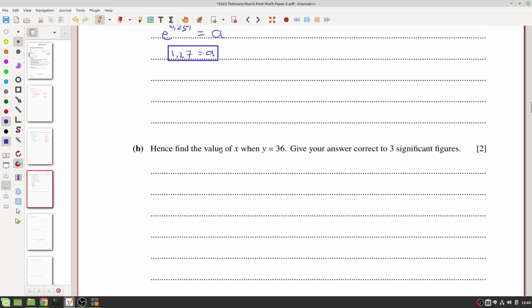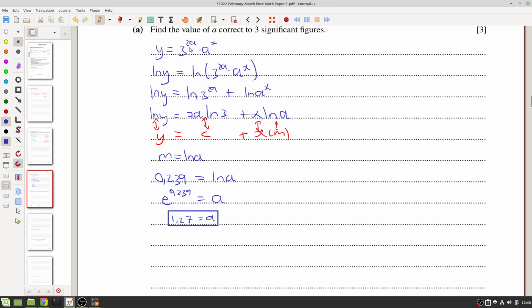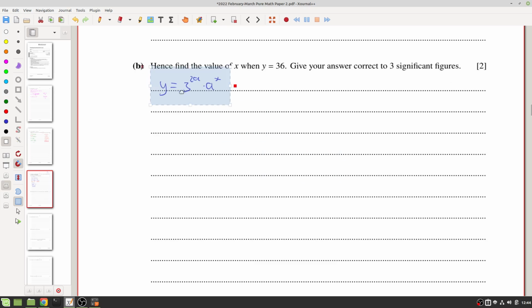There's part B. Hence, find the value of x when y is 36. Let me copy this. We're going to use this equation here, and we know that a equals 1.27. Let me just write that down. a equals 1.27. Now y is 36, so 36 equals 3 to the power 2 times a. 2 times 1.27 is 2.54, so 3 to the power 2.54 times a to the power x.